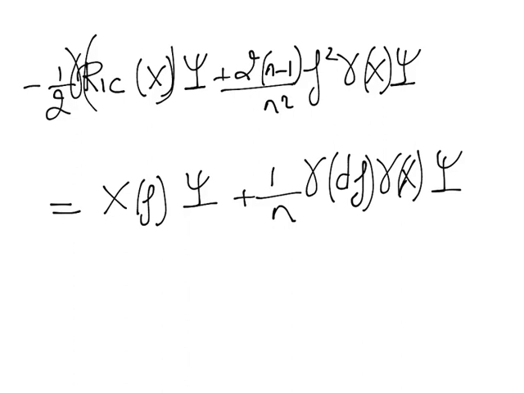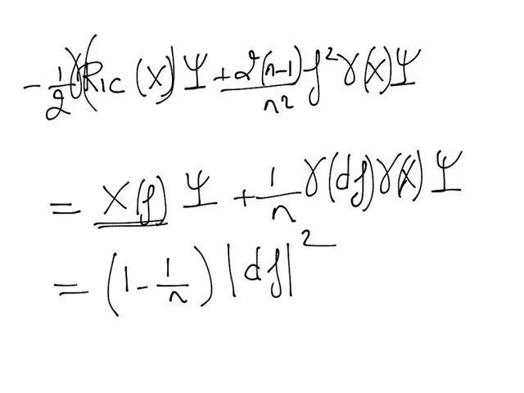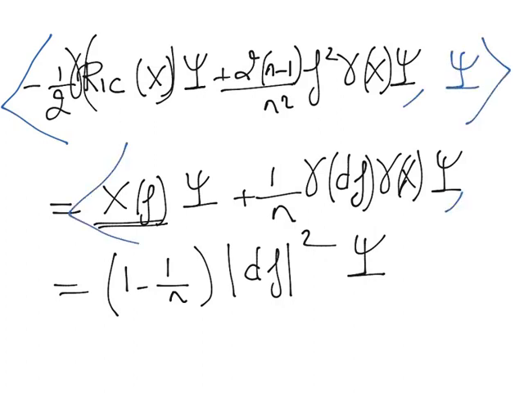and as I said, by taking x to be df, so what you are going to get here, this is df squared, and here gamma df, so this is a property of the Clifford multiplication. You are going to get the norm of df squared, so this is 1 minus 1 over n, norm of df squared by psi. And now I will avoid writing one more time. Take the scalar product of this quantity with psi, you will get the following.